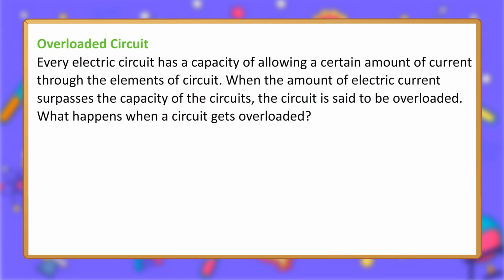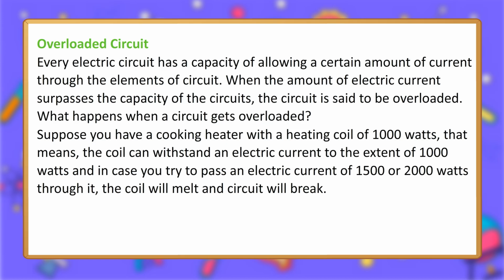Overloaded circuit. Every electric circuit has a capacity of allowing a certain amount of current through the elements of the circuit. When the amount of electric current surpasses the capacity of the circuit, the circuit is said to be overloaded. What happens when a circuit gets overloaded? Suppose you have a cooking heater with a heating coil of 1000 watts. That means the coil can withstand an electric current to the extent of 1000 watts, and in case you try to pass an electric current of 1500 or 2000 watts through it, the coil will melt and the circuit will break.